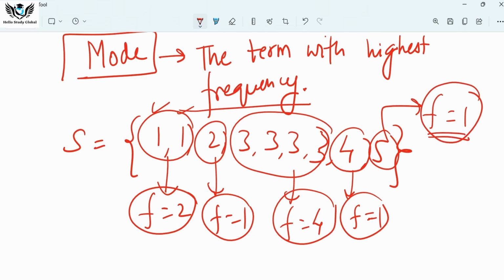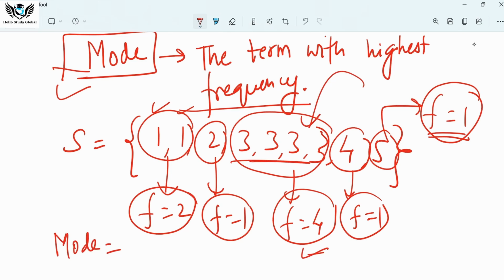Now when we are talking about mode, we look for the term which has the highest frequency. Out of these data points, which term has the highest frequency? Very clearly 3 has the highest frequency, which is 4. So the term which has the highest frequency is the correct answer. So mode would be 3.